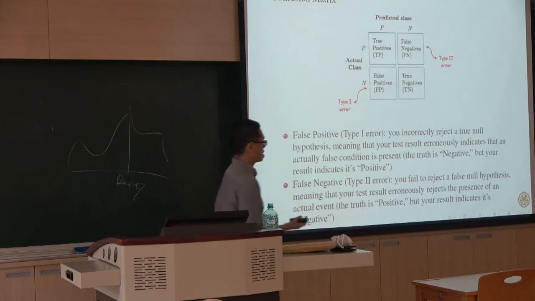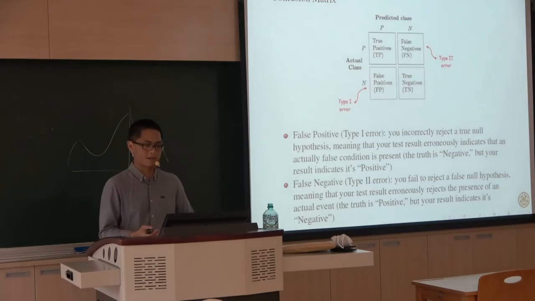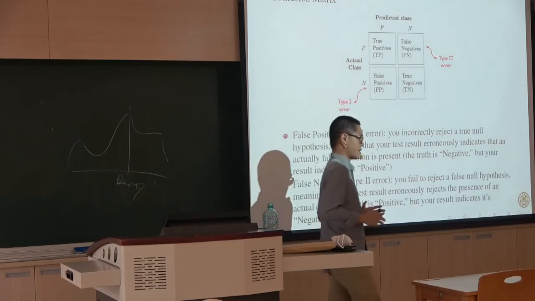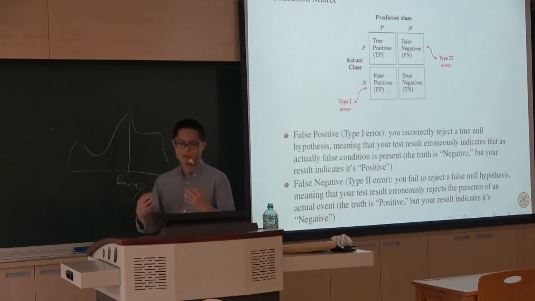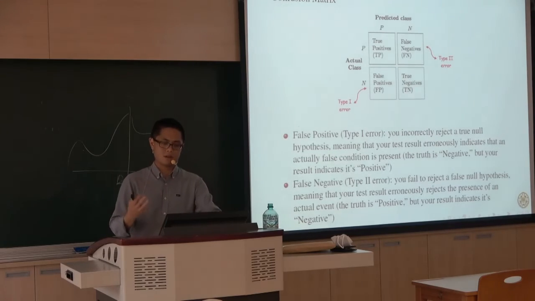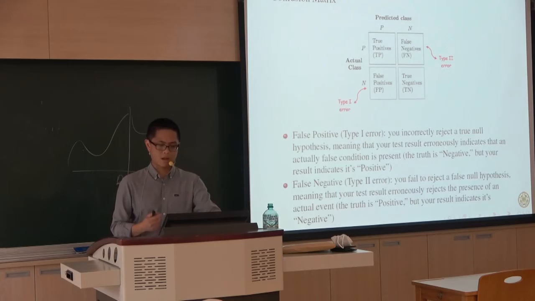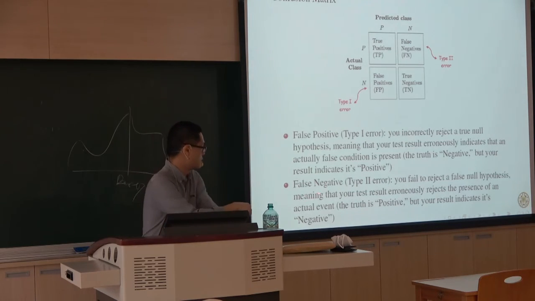The other is the false negative, meaning that you fail to reject a false null hypothesis. For example, a woman with a big belly, obviously pregnant, comes to you and you say no, you're not pregnant. Your prediction is wrong, but the truth is the woman is pregnant, so a positive outcome. The test result erroneously rejects the presence of an actual true event.